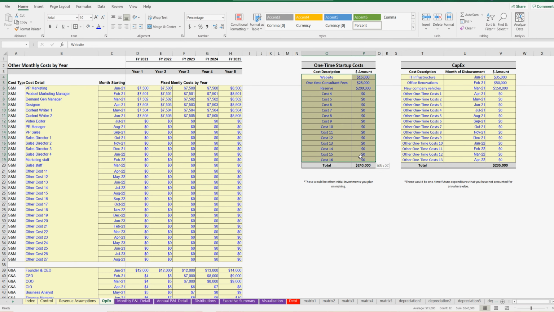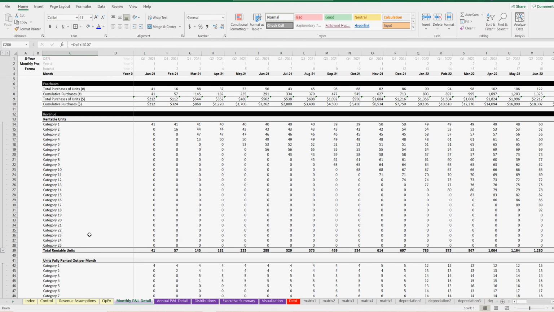We have one-time startup costs that you can account for and future one-time expenses out. Obviously, this is all outside of the furniture purchases. This is like office renovations for your business or whatever. If you want to account for essentially cash flow flowing out at some month in the future, that's not already accounted for elsewhere. Then we have the monthly P&L detail.